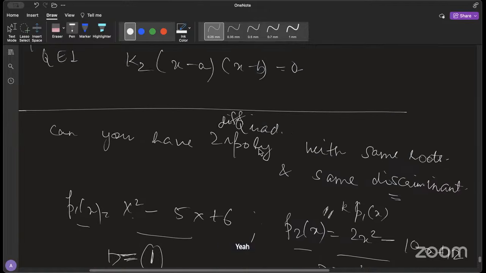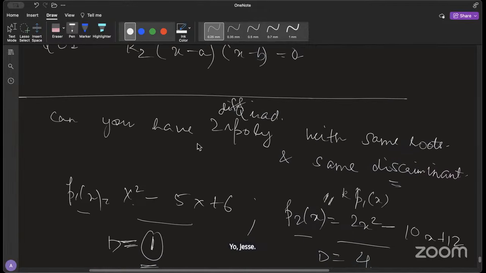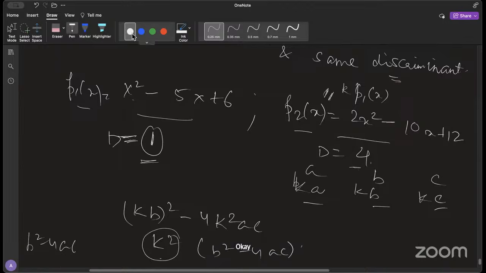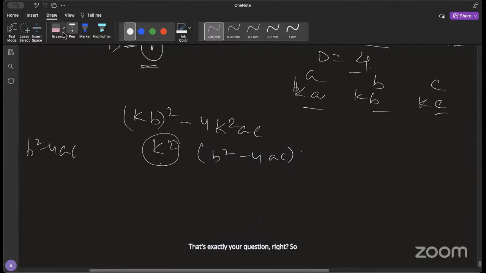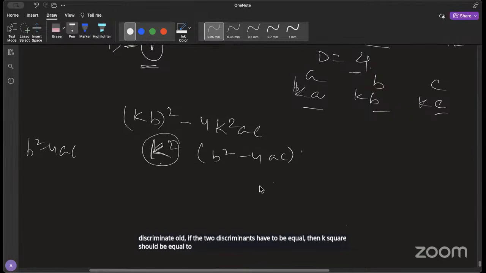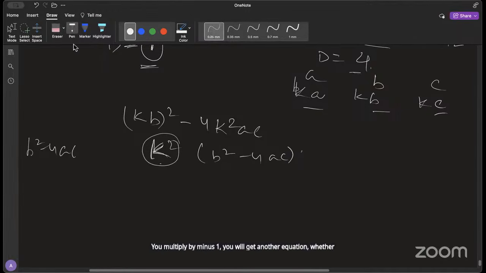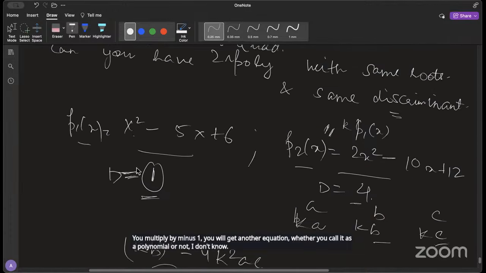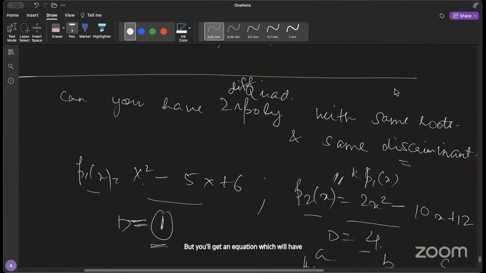That's when you will have the same discriminant and same roots. Yeah, so if the two discriminants have to be equal, then k square should be equal to 1. So that means k should be plus or minus 1, which is exactly what we got initially. You multiply by minus 1, you will get another equation. Whether you call it a polynomial or not, I don't know. But you will get an equation which will have the same roots and same discriminant.